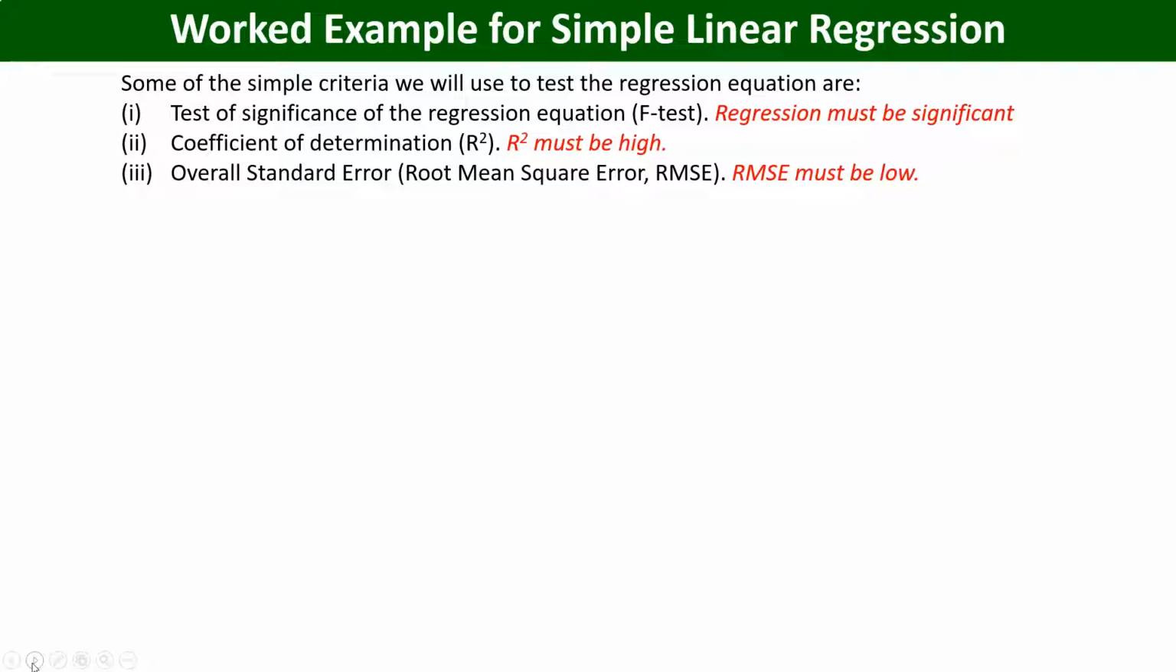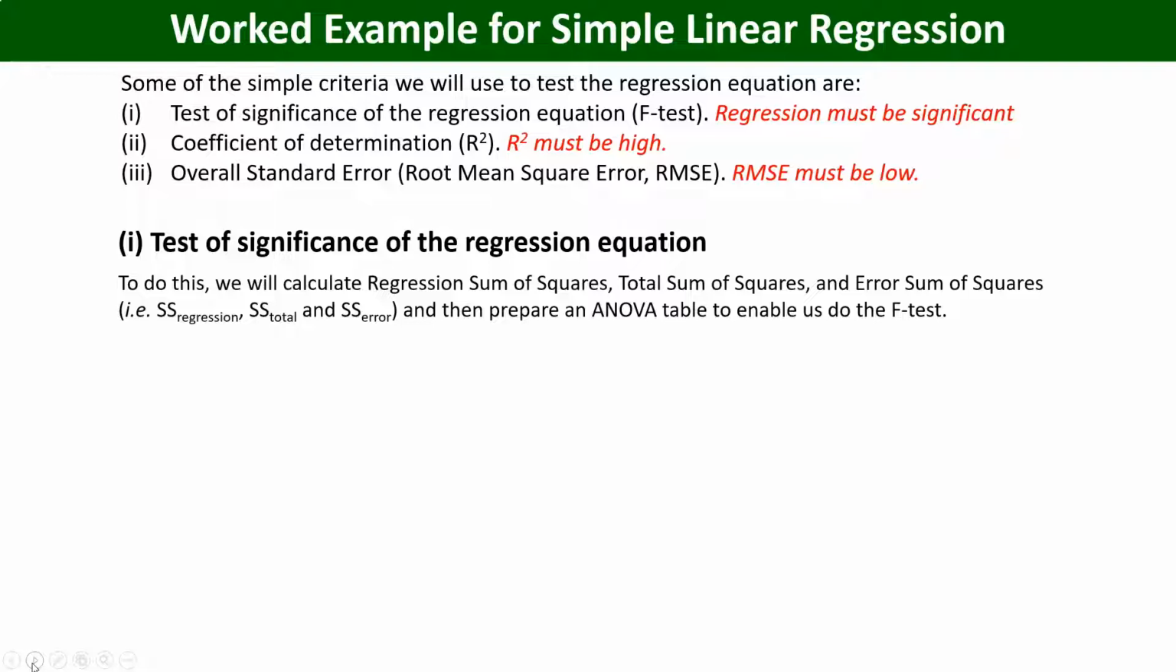First one is test of significance of regression equation, which is the F test. And the regression must be significant for the equation to be good. Second one is coefficient of determination. We call that R squared. R squared must be high. That's the requirement. And then the final one is the overall standard error, the standard error of estimate. It is also called root mean square error. And usually we expect that the error will be low. So these are the 3 simple criteria I want to take us through in this video.